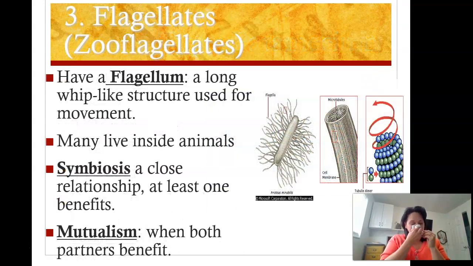Flagellates. Zooflagellates have a flagellum, which is a long whip-like structure that is used for movement. Many live inside animals. Now, when it comes to animals living inside or with a real close relationship with each other, there's symbiosis, which is a close relationship where at least one of those organisms benefits. And then there's mutualism, and that's where both of those partners benefit.